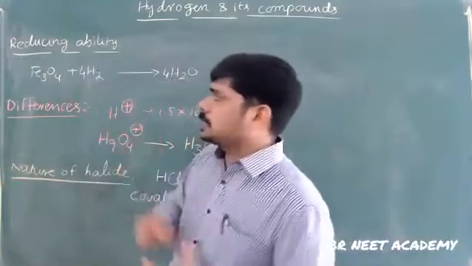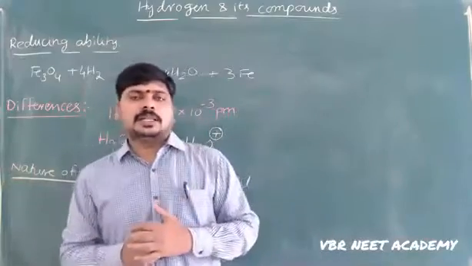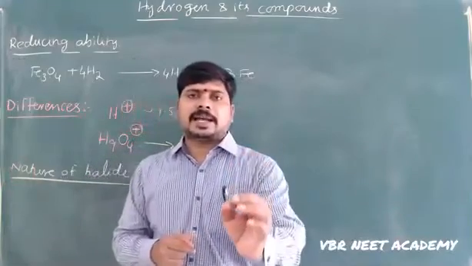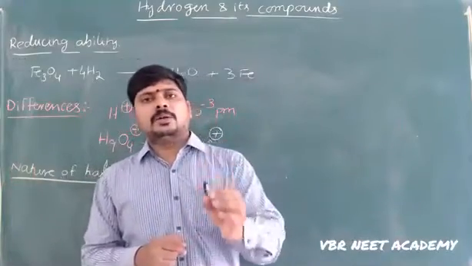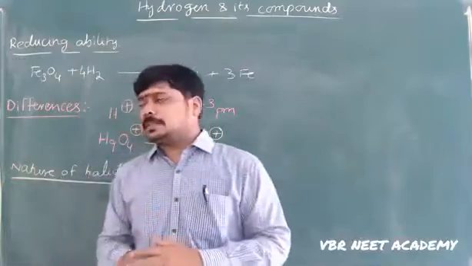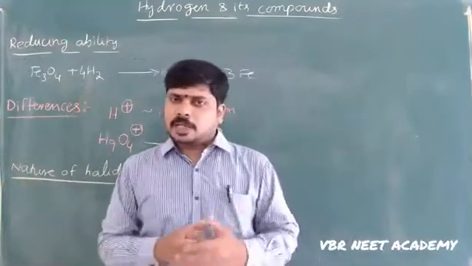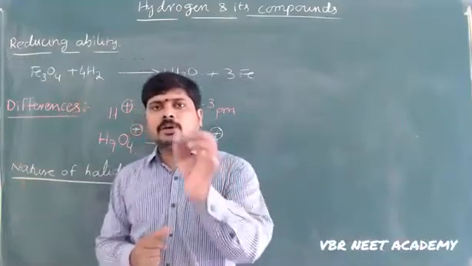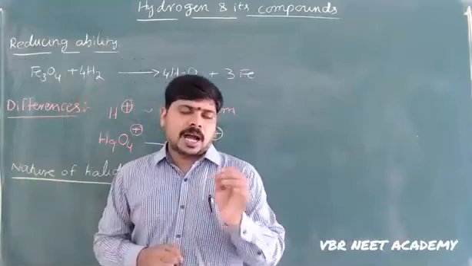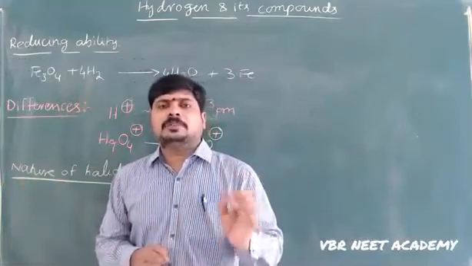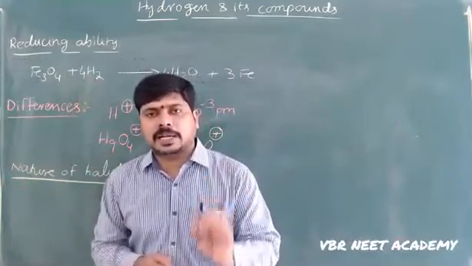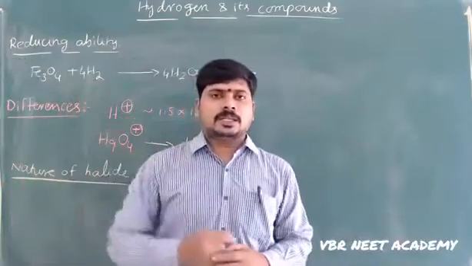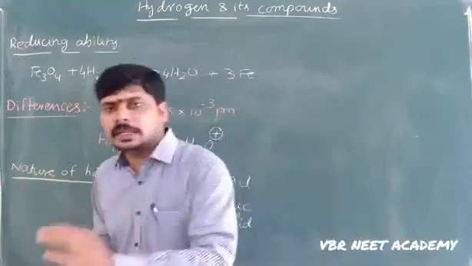The next character we discussed is reducing ability. So what is the reducing ability? All alkali metals show the highest reducing ability. They act as reducing agents, and hydrogen also acts as a reducing agent. I have shown an example here, Fe3O4. Even cupric oxide gets reduced to copper by hydrogen. We call this hydrometallurgy. Hydrogen can be used for reducing certain metal oxides into their metallic form. So that is the ability of hydrogen, showing its similarity with alkali metals.